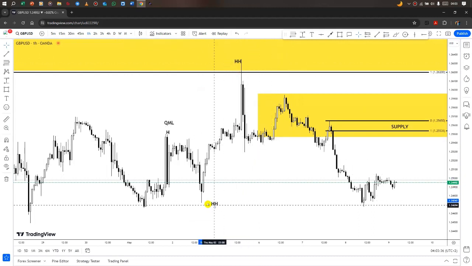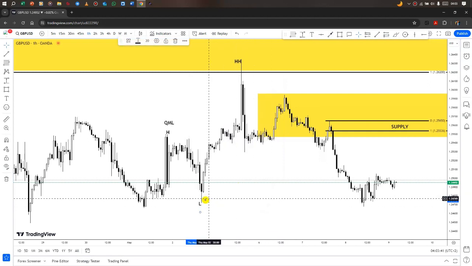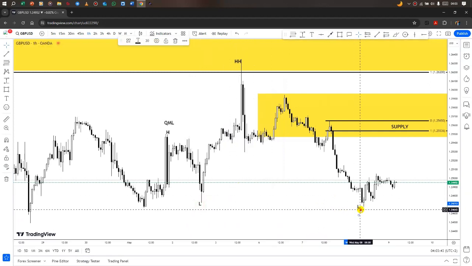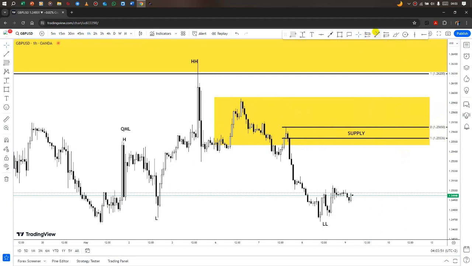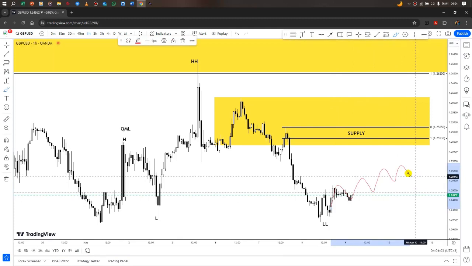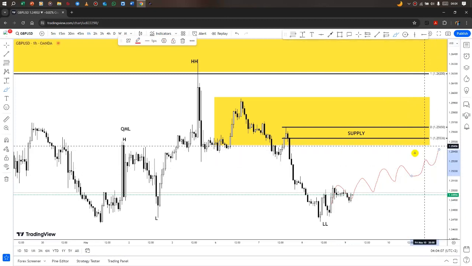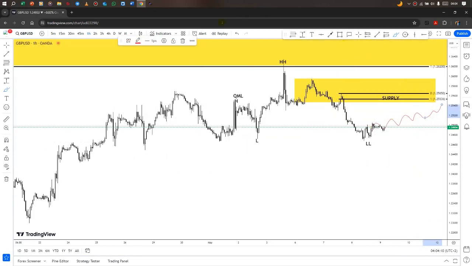Then we had our low here. And this is the lower low. As the price currently engulfed this low here, it's our lower low. So we should expect the price to approach our zone with a compression, with the compression forming lower highs and higher lows. Okay, so you should expect the price to approach our zone with the compression.